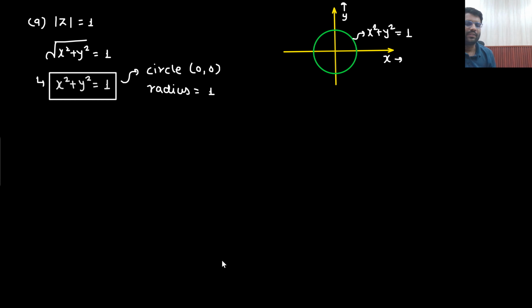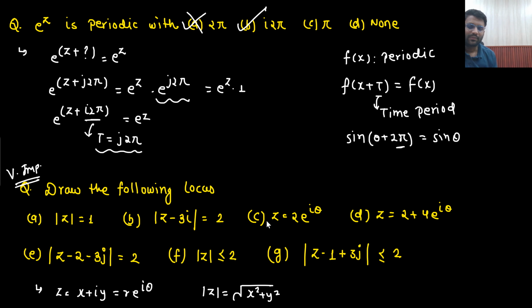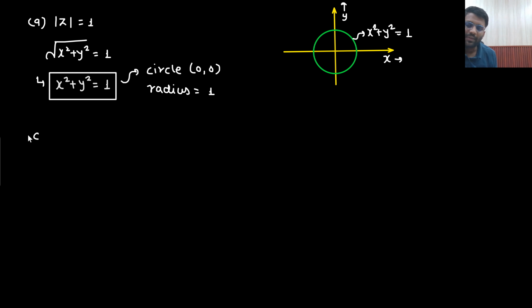So mod of z equals 1. What did you understand here? This is representing the radius. Or let's take another example, we will understand more. So let's take the third example first. Z equals 2 e to the power iota theta. This is what I am supposed to draw. Did they talk about the value of theta? No. That means theta can take all possible values. They did not say anything about the value of theta.